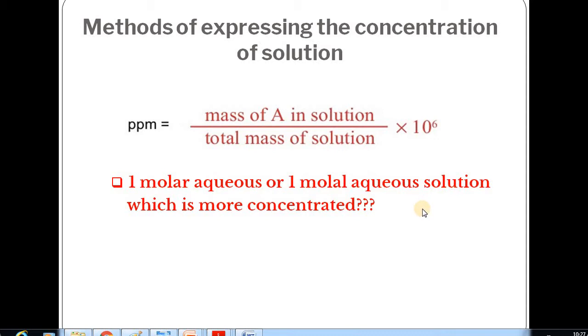As the density of water is 1 gram per ml, so 1000 ml is equivalent to 1000 gram. So here 1 mole of solute is present in 1000 ml of solvent, or you can say 1 mole of solute is present in 1 liter of solvent. So in this case we are having more quantity of solvent as compared to 1 molar aqueous solution. So that's why we will say here 1 molar aqueous solution is more concentrated as compared to 1 molal aqueous solution. Now moving on to the next topic.